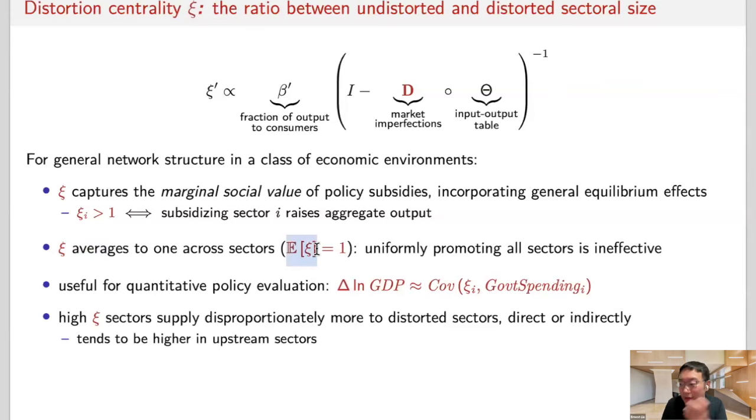So I'm using sectoral value added share as the measure to define the expectation, as well as the covariance that will come right now. So this measure, essentially, one can use that to evaluate government spending because it captures the bang for the buck of government spending. So if we multiply government spending in dollar amount per sector with the distorted centrality, that's the aggregate impact of spending in those sectors. And if we add up the effect across different sectors, we get the aggregate effect.